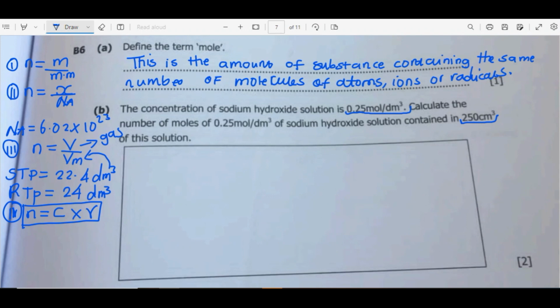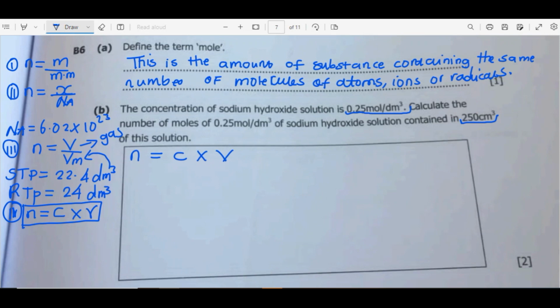Then from there, the data that you are given in the question will help you choose the correct formula that will give you the actual answer. We can now write the formula. Number of moles is equal to concentration times volume. Make sure that as you are calculating number of moles given the concentration, the volume is in cubic decimeters. But in this question, the volume is given in cubic centimeters.